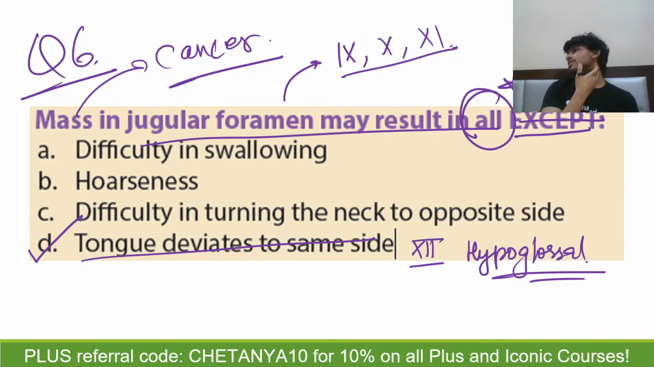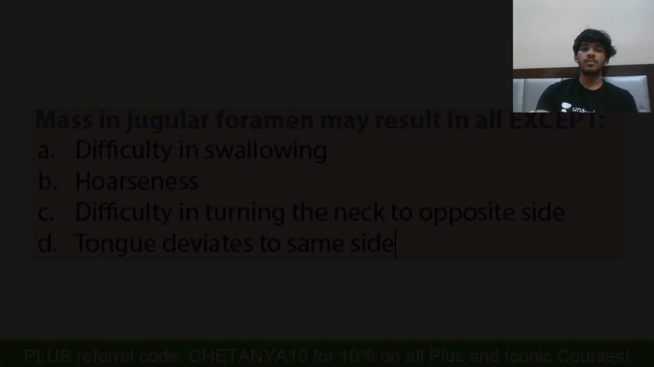Now this action is due to this muscle, the sternocleidomastoid, and the sternocleidomastoid and trapezius are supplied by the spinal root of accessory. So this will get damaged. The sternocleidomastoid function will get damaged if you choose C. Okay, this will happen, and obviously hoarseness will be there because your laryngeal nerves will get damaged, and you will have difficulty in swallowing because of the pharynx.